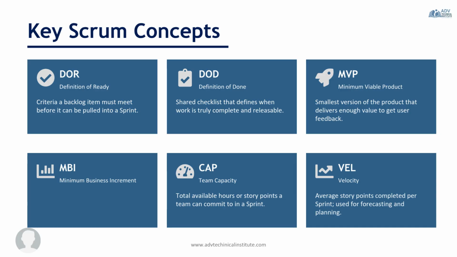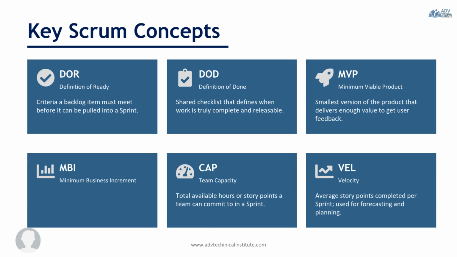All right, now let's talk about some key Scrum concepts. There are several key Scrum concepts that are commonly referenced in Agile projects and frequently appear on the PMP exam. So let's start with the definition of ready. This defines the criteria a user story must meet before the team can pull it into a sprint. For example, the user story has to be clearly written, estimated, prioritized, and have acceptance criteria defined. The purpose of the definition of ready is to ensure that the team starts work with sufficient information to succeed.